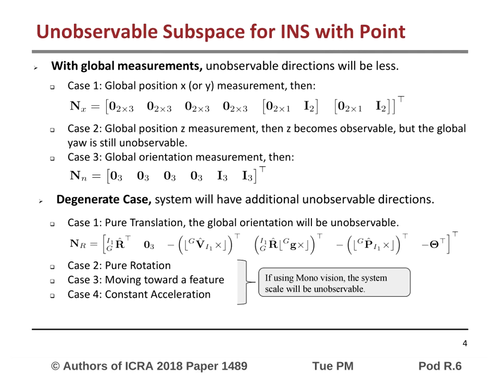For example, if the system has only pure translation, then the global orientation will become unobservable. If the system has pure rotation, moving toward a feature, or constant acceleration, then the system scale will become unobservable.